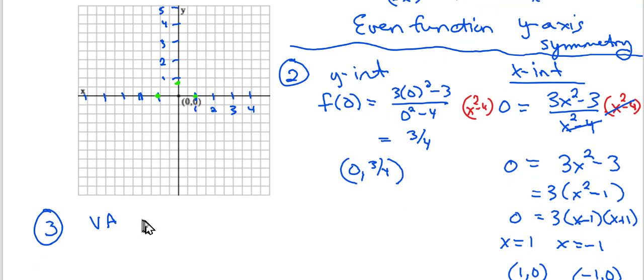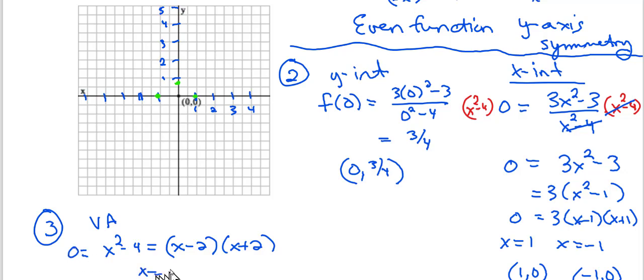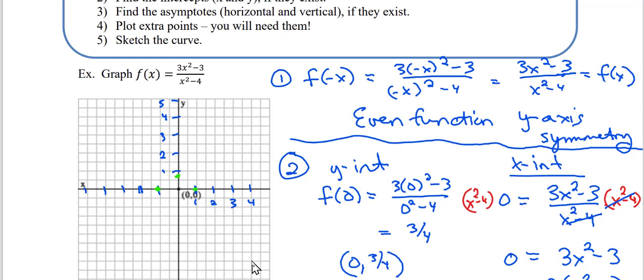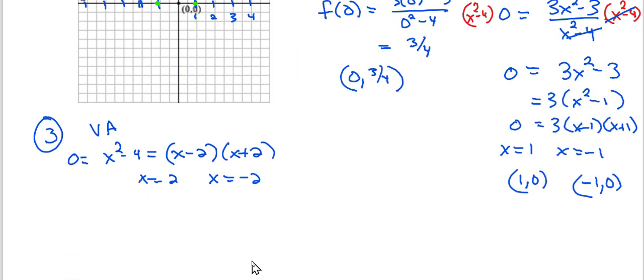Remember, we want to know where the denominator is 0. That would happen when x equals 2 or x equals -2. Let's rewrite this function.